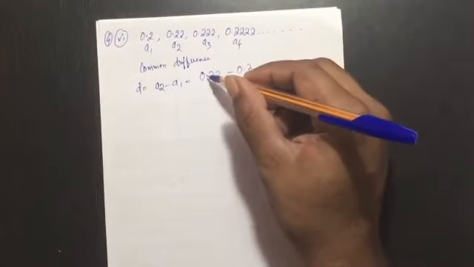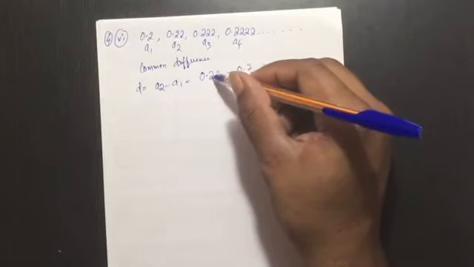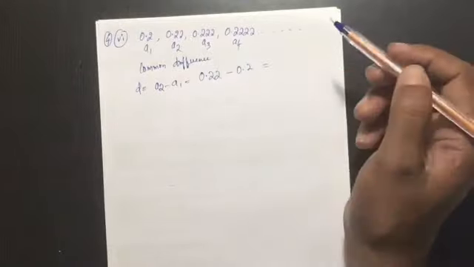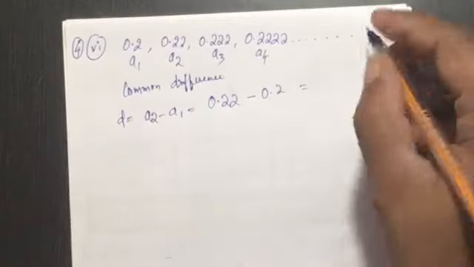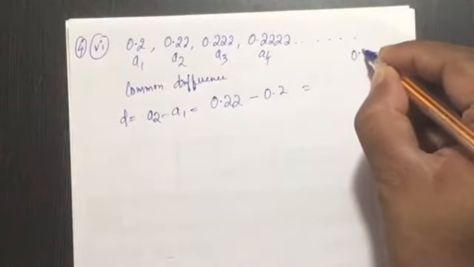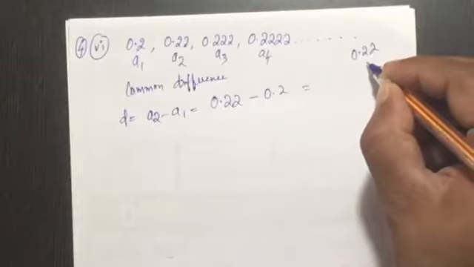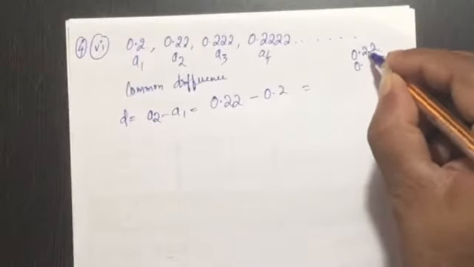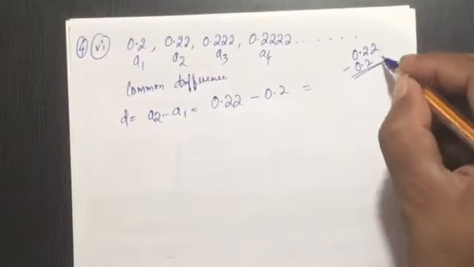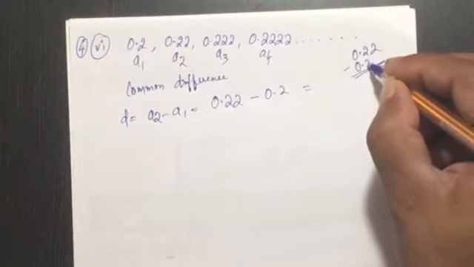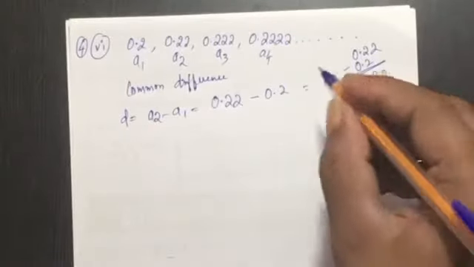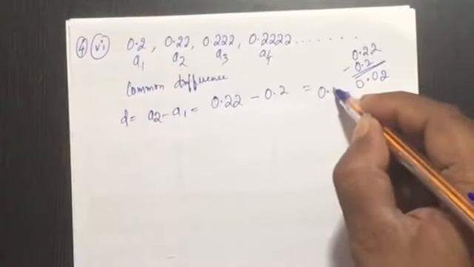So see students, to calculate these types of problems, first you see that after the decimal point you have two numbers here, and after the decimal point you have one number. So normally how we will do, that is 0.22 minus 0.2. What is the value you will get? This 2 is the same, 2 minus 2 is 0. So I can directly write 0.02.